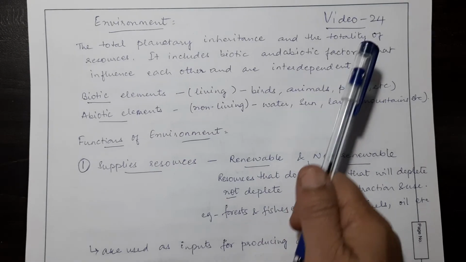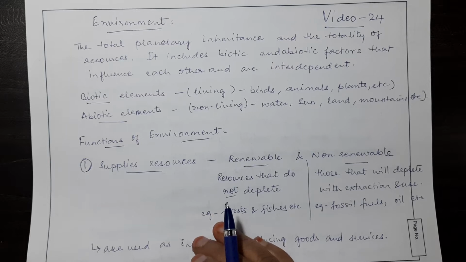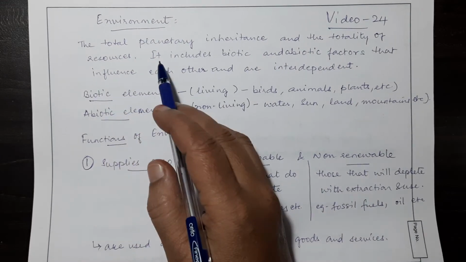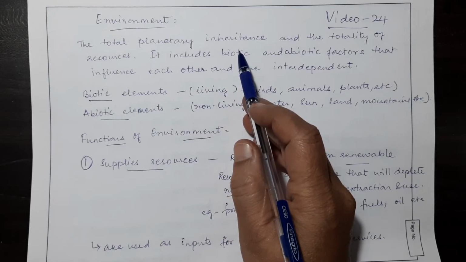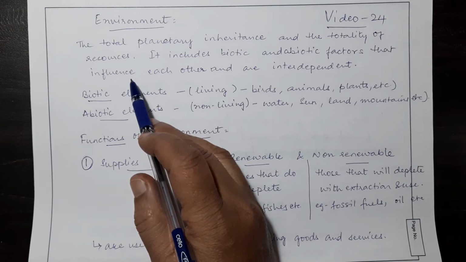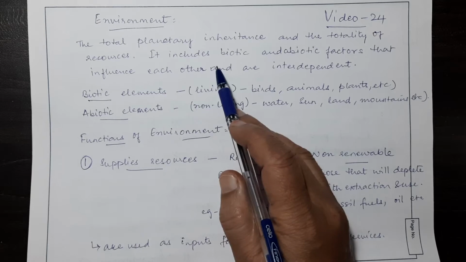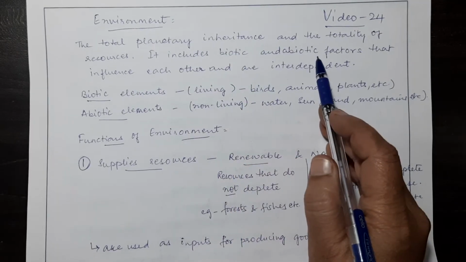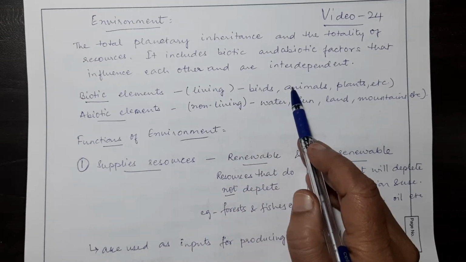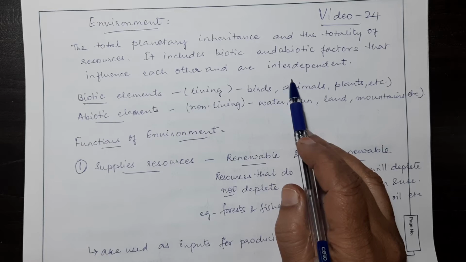In this video number 24, we are going to discuss the next topic, environment. So how do we define environment? It is the total planetary inheritance and the totality of resources. Totality of resources means it includes the biotic and the abiotic factors that influence each other and are interdependent. That means they depend on each other.